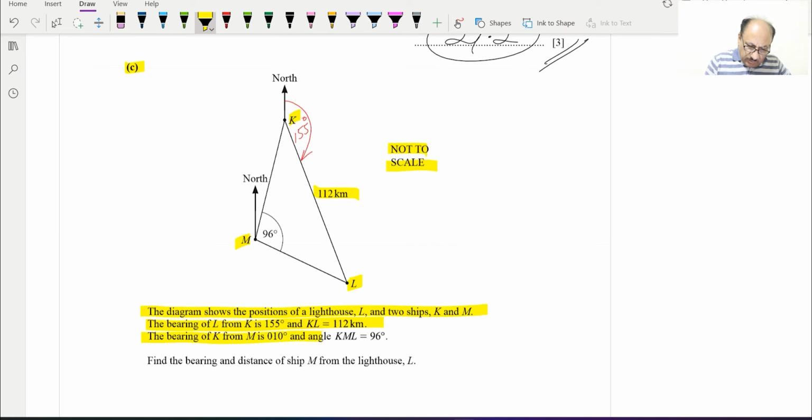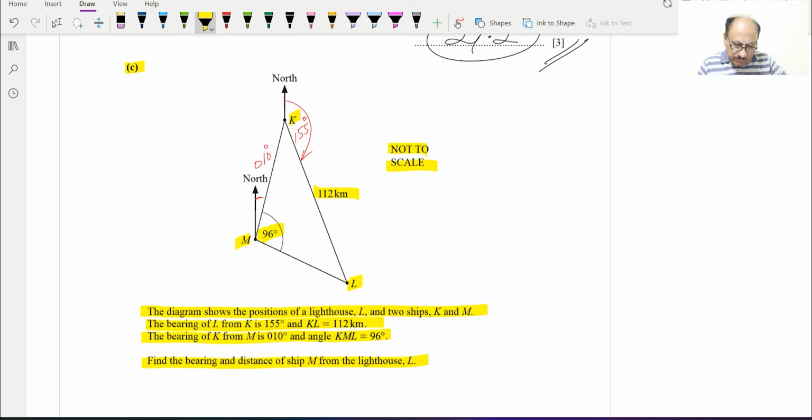The bearing of K from M is 010. So this bearing is 010. And the angle KML is equal to 96. So this angle is provided as 96. Then they're saying find the bearing and the distance of the ship M from the lighthouse L.